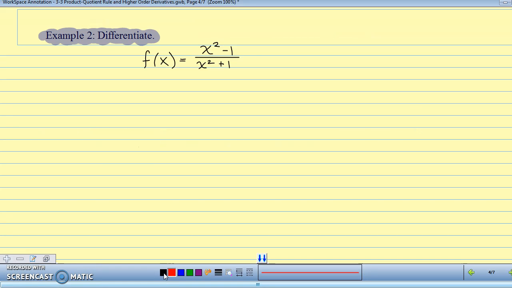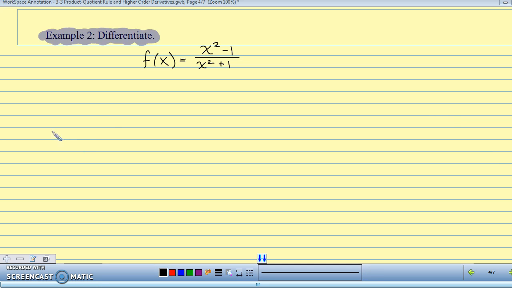Alright, now let's look at an example that requires the quotient rule. So f of x is equal to x squared minus 1 over x squared plus 1. Here the u is x squared minus 1. The v is x squared plus 1.